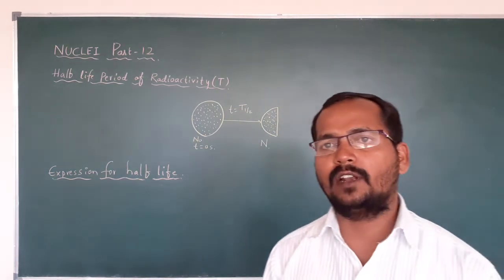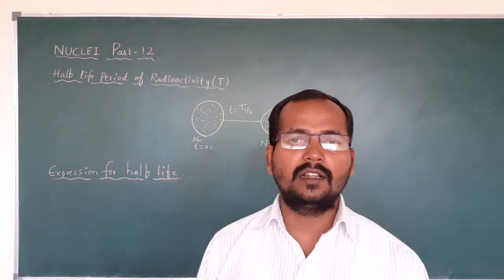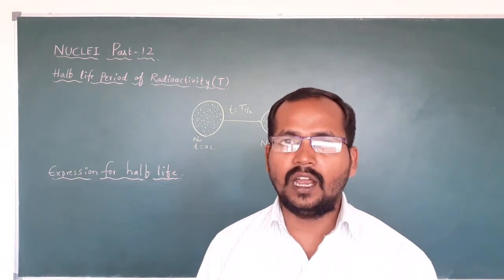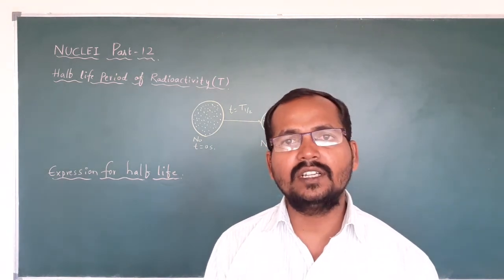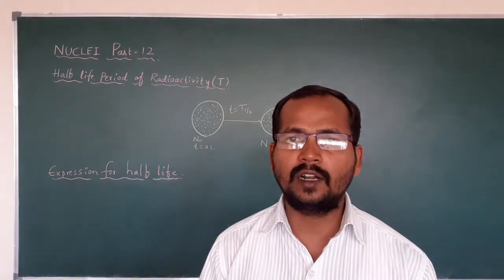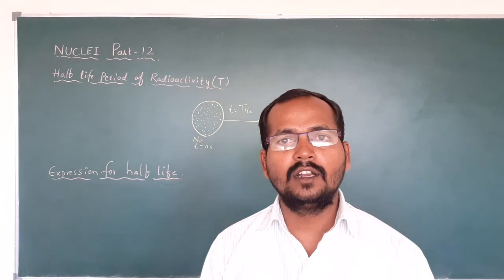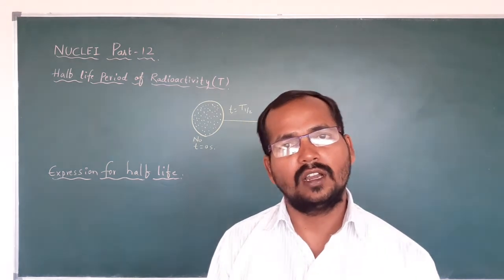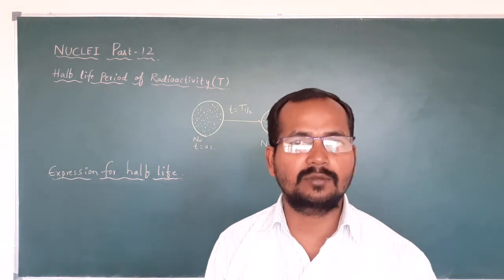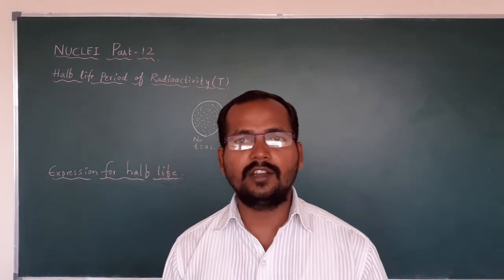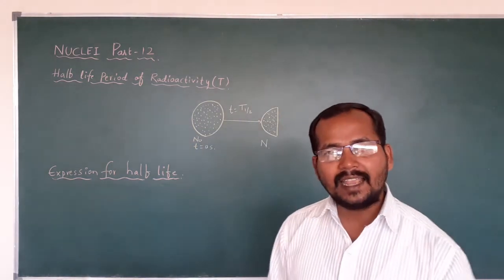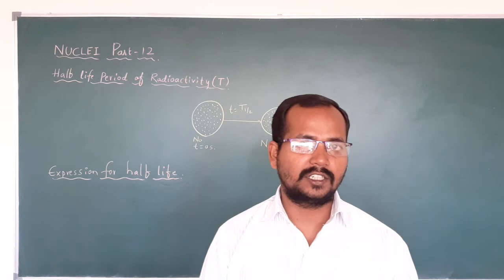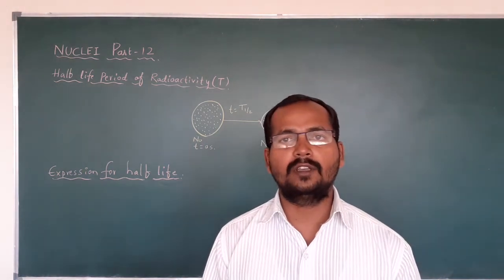So what do you mean by half-life period? Assume that you have a radioactive substance in which you have 100 atoms, and out of 100 atoms, to disintegrate half of that, half of 100 is how much? 50, correct? So to disintegrate 50 atoms, how much time is it taking? That time is called the half-life period of that radioactive substance. So how can you define half-life of radioactivity? It is the time during which half of the atoms of a radioactive substance undergo disintegration. This is called the half-life period of a radioactivity.